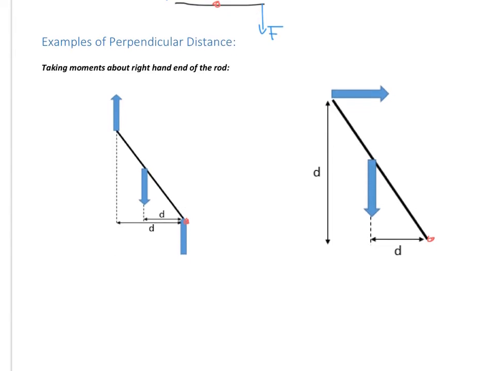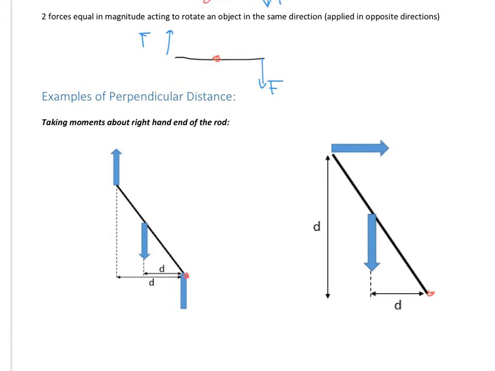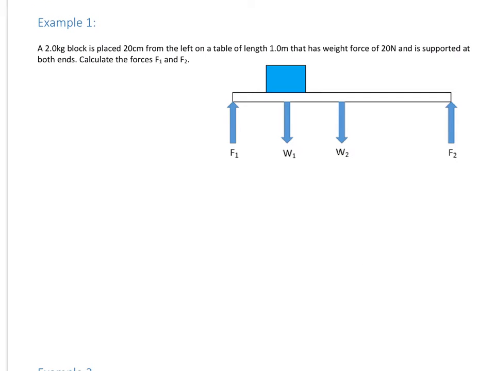Alright, so let's move on from that and look at some examples of putting moments in practice. Okay, so we've got a 2 kg block. It's placed 20 centimeters from the left, and that's measured to the center, by the way. And the table is length 1.0 meters. There's a weight force from the table of 20 newtons. So let's label that on here. That's the weight force, and it's going to act from the center of the table. And it's supported at both ends by F1 and F2.